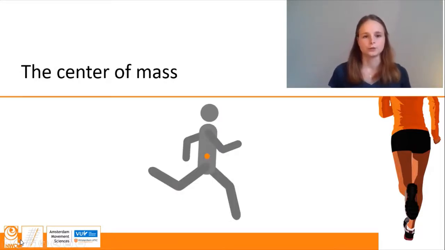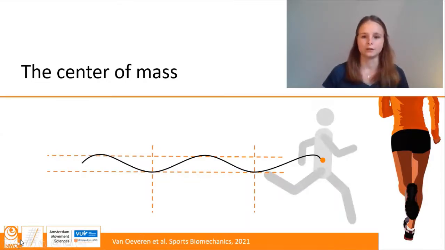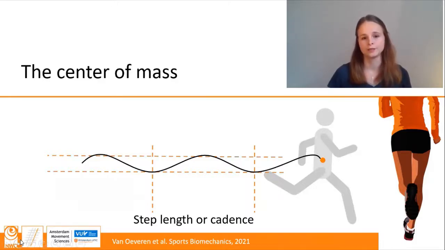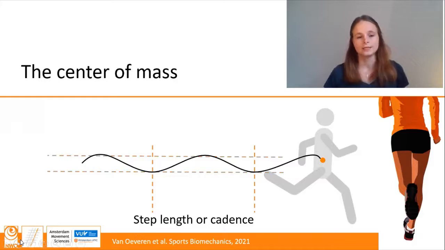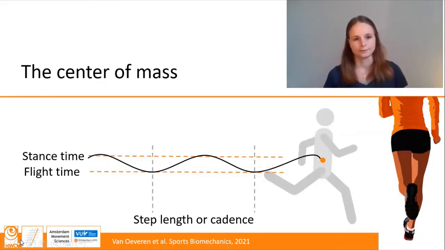The dual axis framework starts with the center of mass of the runner. While running, the center of mass has a roughly sinusoidal trajectory. This sinus can be divided in a horizontal component and a vertical component. The horizontal component is mostly dependent on the step length or the cadence of the runner at a certain speed, and the vertical component depends on the ratio of the stance time over flight time.